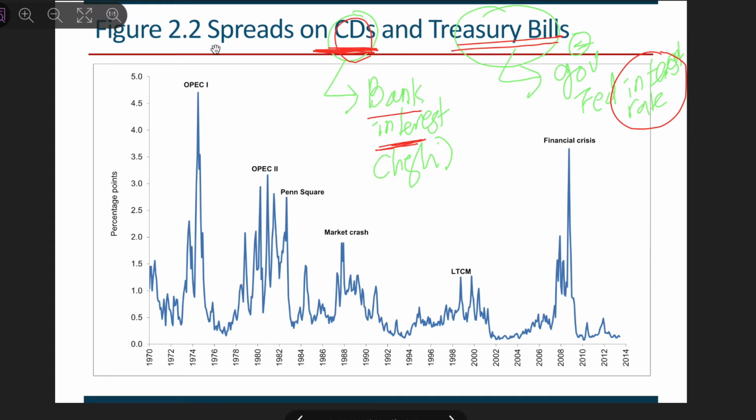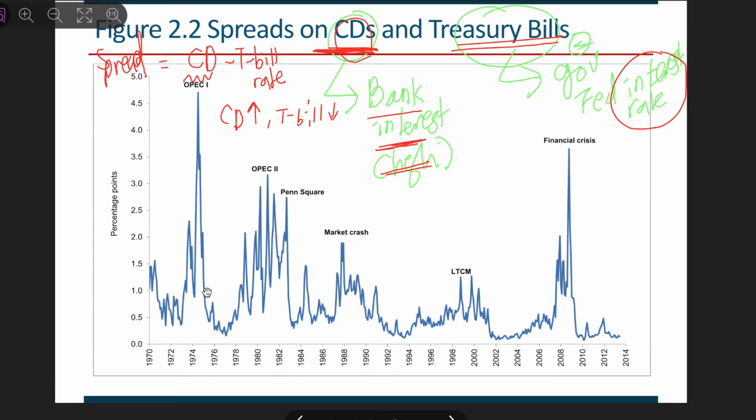Spread is the difference, right? So the difference from CD minus T-bill rate. We can assume that CD will give you a higher rate than the treasury bill, because this is from the bank and this is for the government, right? So the spread can be defined as CD rate minus T-bill rate. So when do we have a large spread between the two? When CD is high and T-bill is low, right?